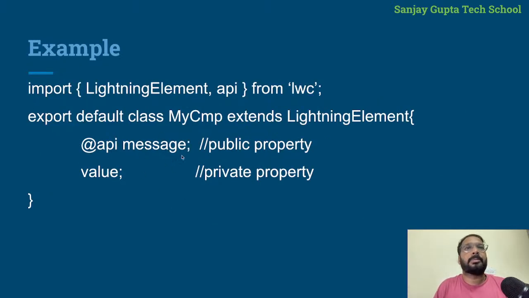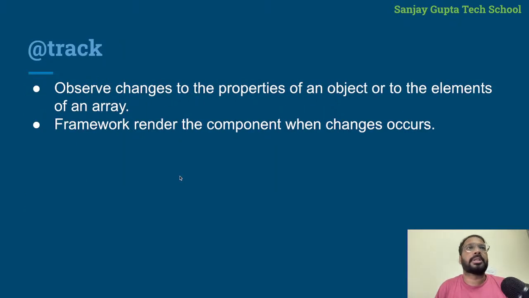Here you can see if you write @API with any property, it will become public. If you don't write anything, it will be private by default. And one more thing, you need to import this API functionality, then only your @API decorator will work. Okay, so I hope this is very easy.